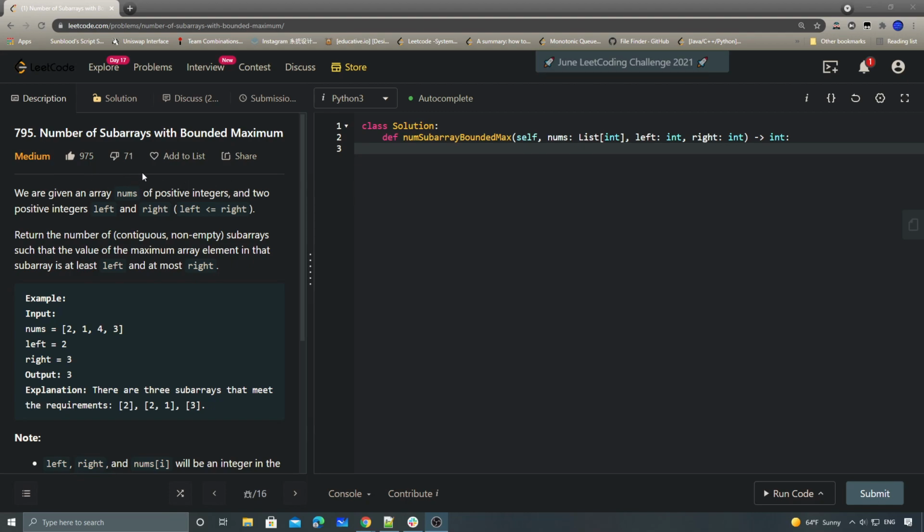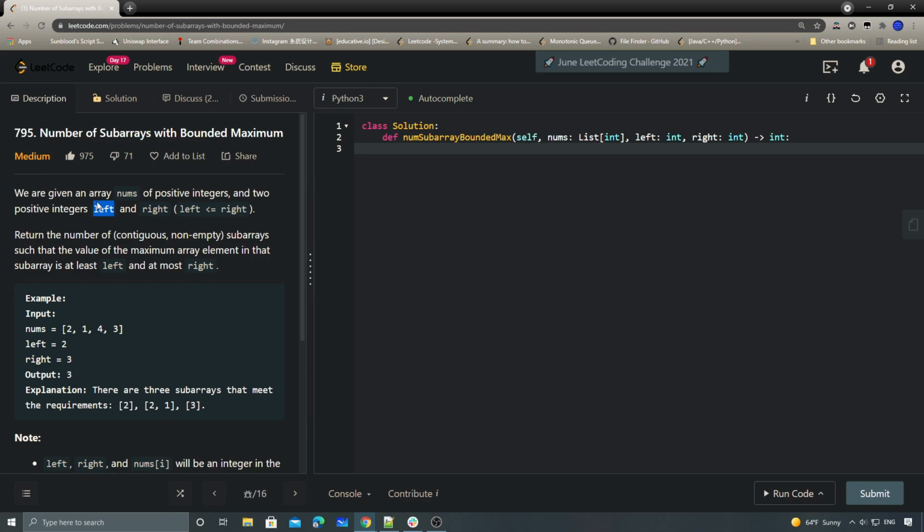Today's daily challenge problem, number 795, number of subarrays with bounded maximum. So this one is a pretty interesting problem. At first glance, I thought this one was just a sliding window problem, but it turns out to be a little bit different.